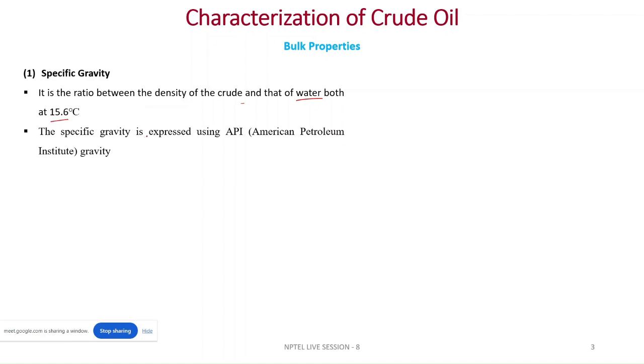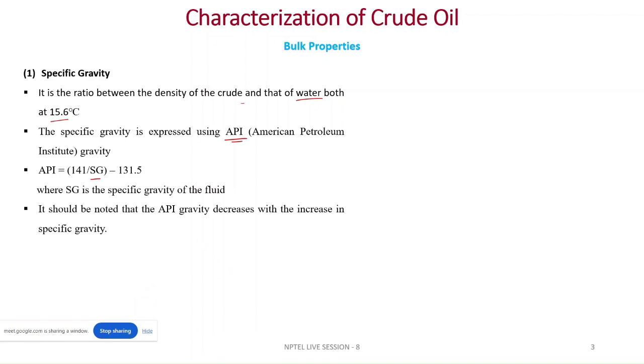Now, the specific gravity is always expressed in API unit. API is the American Petroleum Institute gravity method. This is the specific gravity, which we express in terms of API. The equation for calculating API is 141 divided by the specific gravity of the crude oil you wish to measure, minus 131.5. This specific gravity should be measured at 15.6 degrees Celsius.